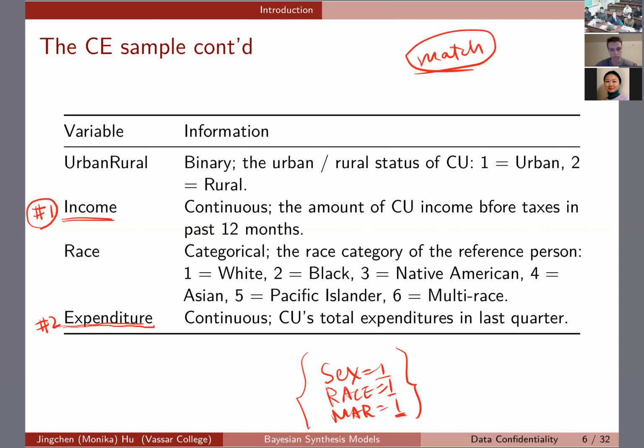What I'm saying here, which probably is not something we can solve today, but I want you to start thinking about it: when you have income or expenditure, those variables which are continuous, if they're involved, even without doing any synthesis, if I just want to see how sensitive those variables are, we might want to find some way to estimate the identification risks, but they're continuous. So what should you do about it?